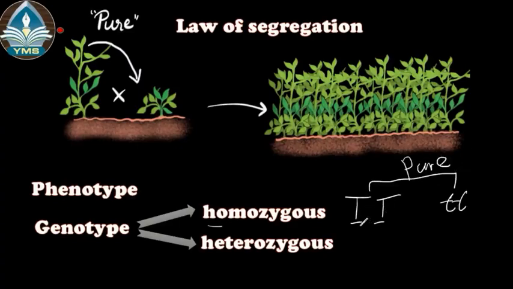Now, if we cross this one with this one, we will get capital T, small t. Also here the phenotype is tall, but its genotype is heterozygous. We call this mixed, not pure. And this is what we mean by pure and mixed.